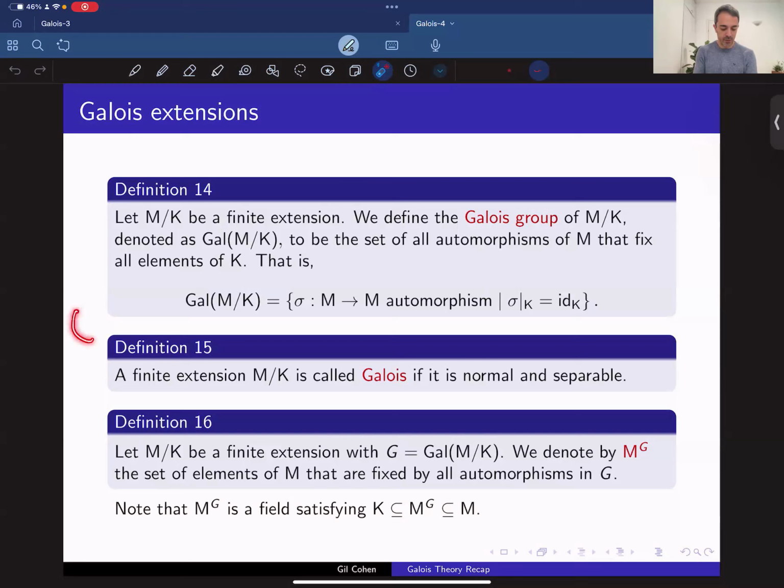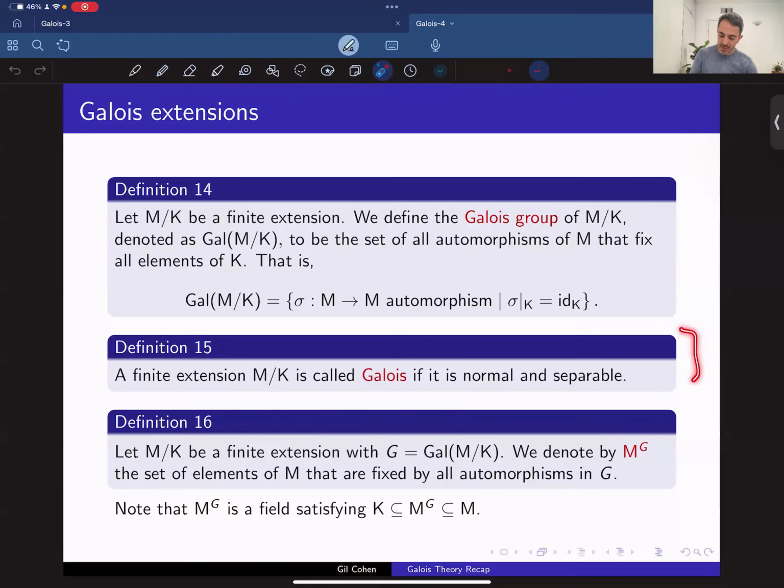Okay, so let's look at definition 15. We'll get back to 14 in a second. When you have a finite extension M over K, and recall that finite is in particular algebraic and also finitely generated, we'll use that later on, we call it Galois if it is both normal and separable. That's the vanilla definition of a Galois extension. You need both of the kind of orthogonal properties that we already talked about.